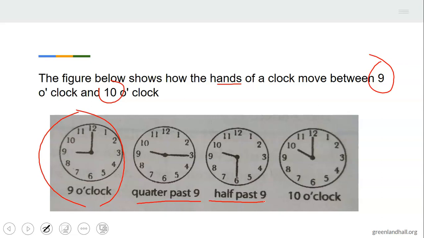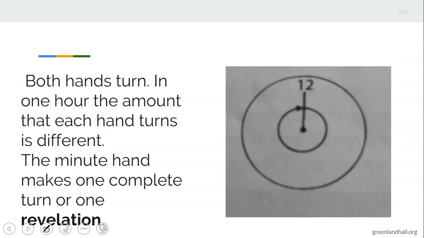That is, whenever the minute hand completes one revolution, the hour hand will complete 1/12 of the revolution. Now, look at both hands turn. In 1 hour, the amount each hand turns is different. The minute hand makes one complete turn or one revolution, as you can see here. You can see this is the minute hand. It starts from here and completes one revolution or moves in one cycle.